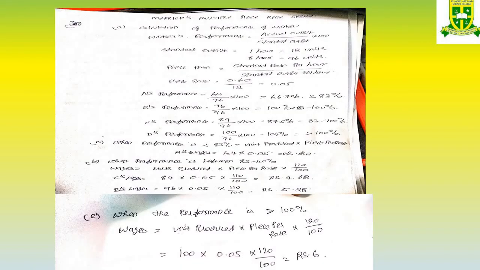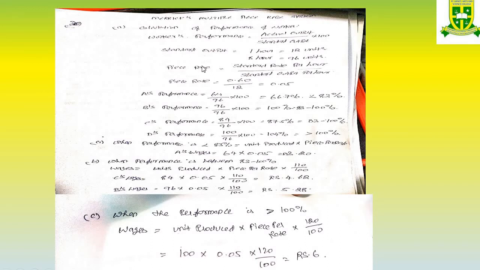So now come to the question. First you have to find out the percentage of the worker. The percentage formula is actual output by standard output into 100. First we have to find out the standard output. The information given is that in 1 hour they are producing 12 units. So in a day how many hours are there? 8 hours. So 12 into 8, which is 96 units. Now you know the standard output.